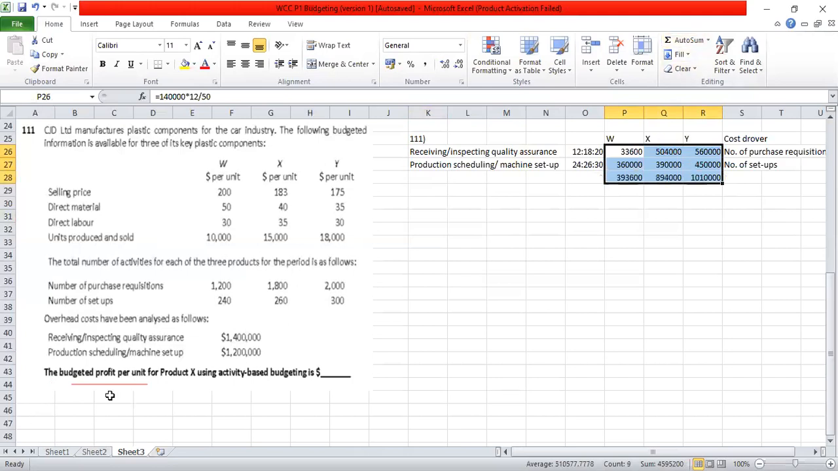If we are looking at that, they are asking us to calculate what is budgeted profit per unit. The rest of the details are also given as per unit, that is selling price, direct material, direct labor. So let's make this also as per unit. So this is total overheads.